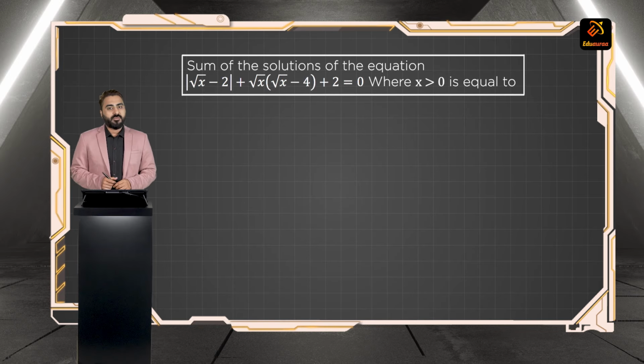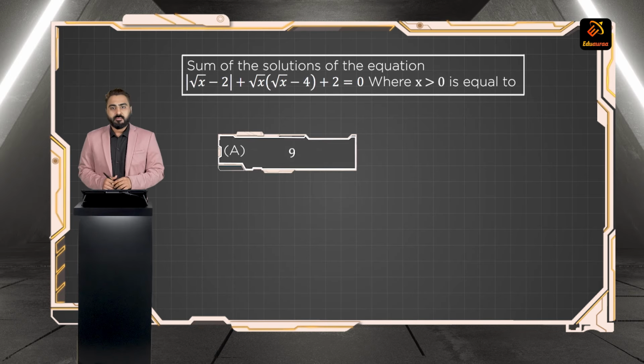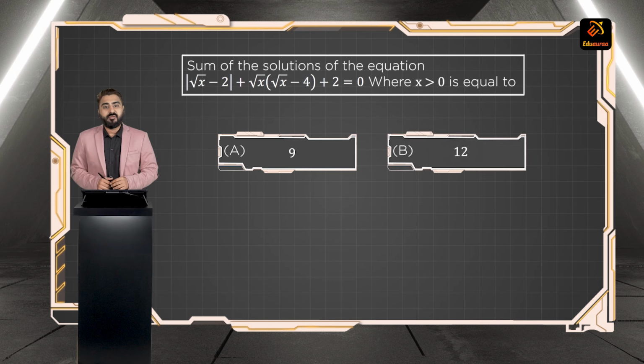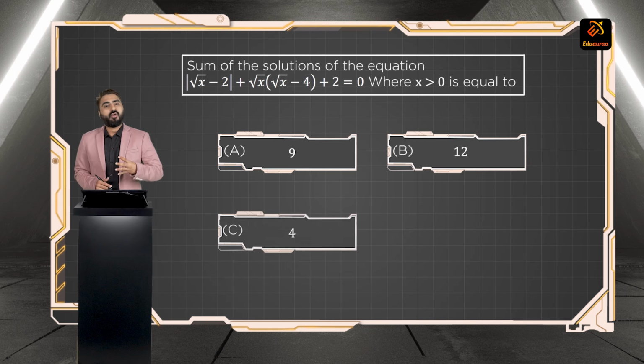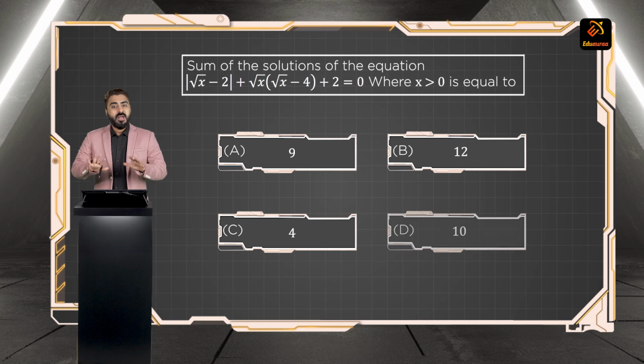Let's check our options first. Option A, 9. Option B, 12. Option C, 4. And option D, 10. So students, again, this was from your JEE Mains 2019 paper. And how to solve this?